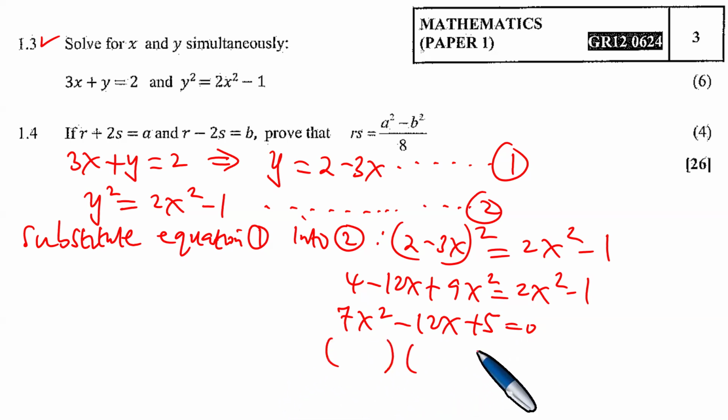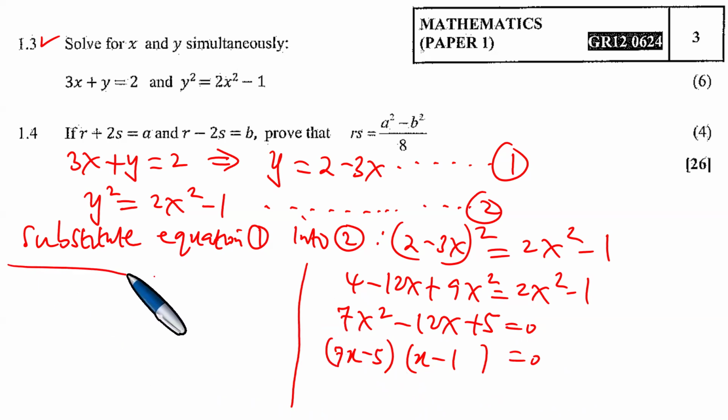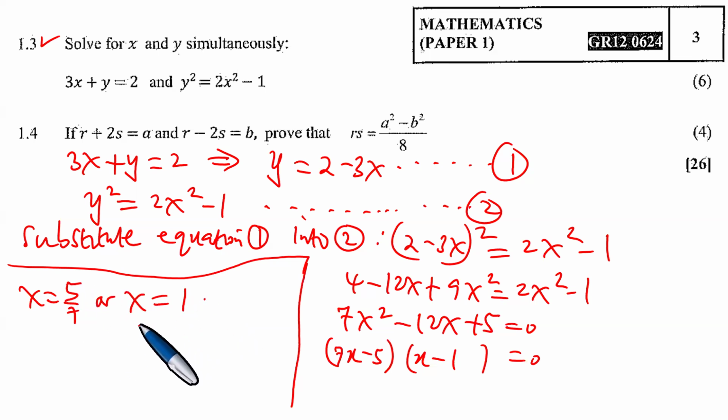The linear factors of this are as follows. We have 7x, x, and we have minus 5 and minus 1. So these become the factors. Upon careful examination, we see that x is equal to 5 divided by 7, or x equals 1.